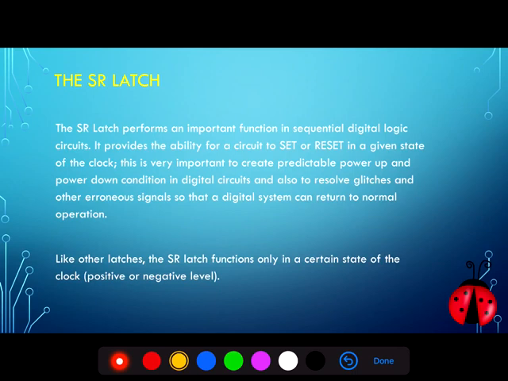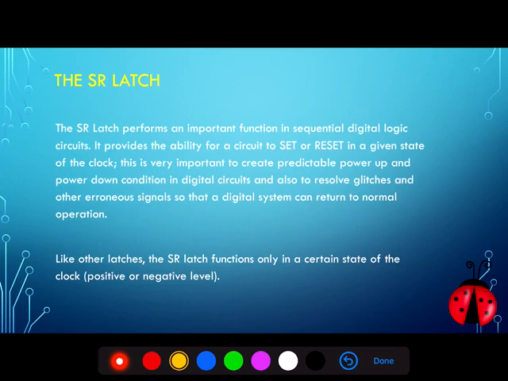So this is how we make a set-reset latch that performs either on a positive level of the clock signal or the enable signal, or the negative level when the enable signal is low. This provides the ability to set a wide variety of logic circuits or reset them to a given state. And it's very important to use these SR latches to create predictable power up and power down conditions in digital circuits, and also to resolve potential glitches and other erroneous signals that come about in digital systems.